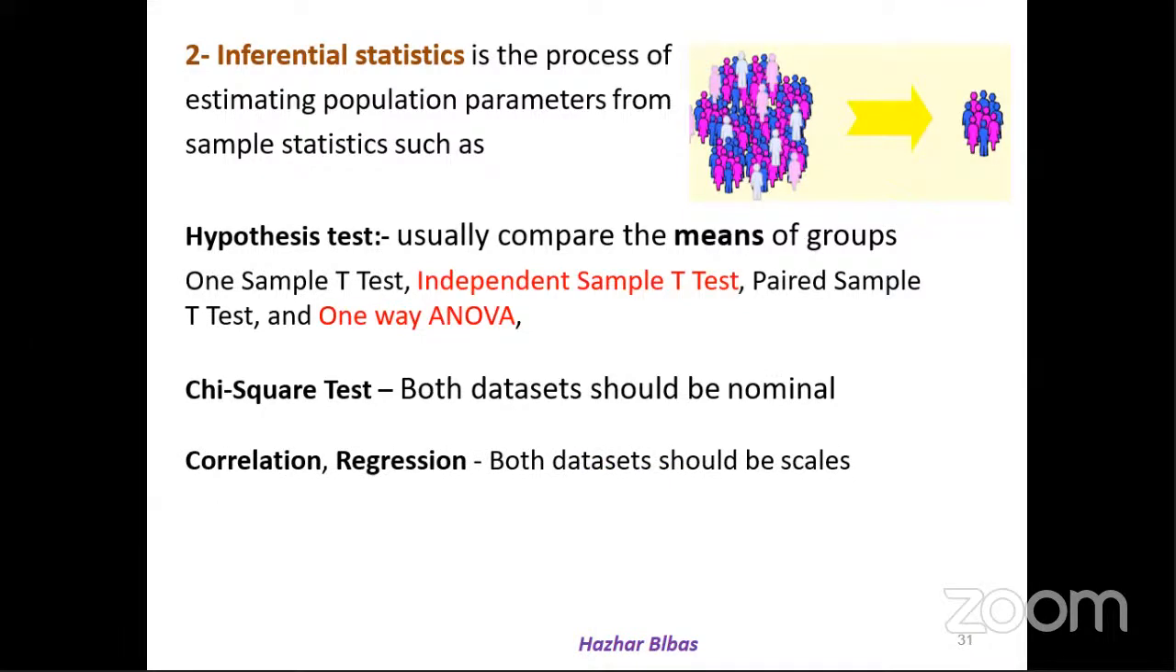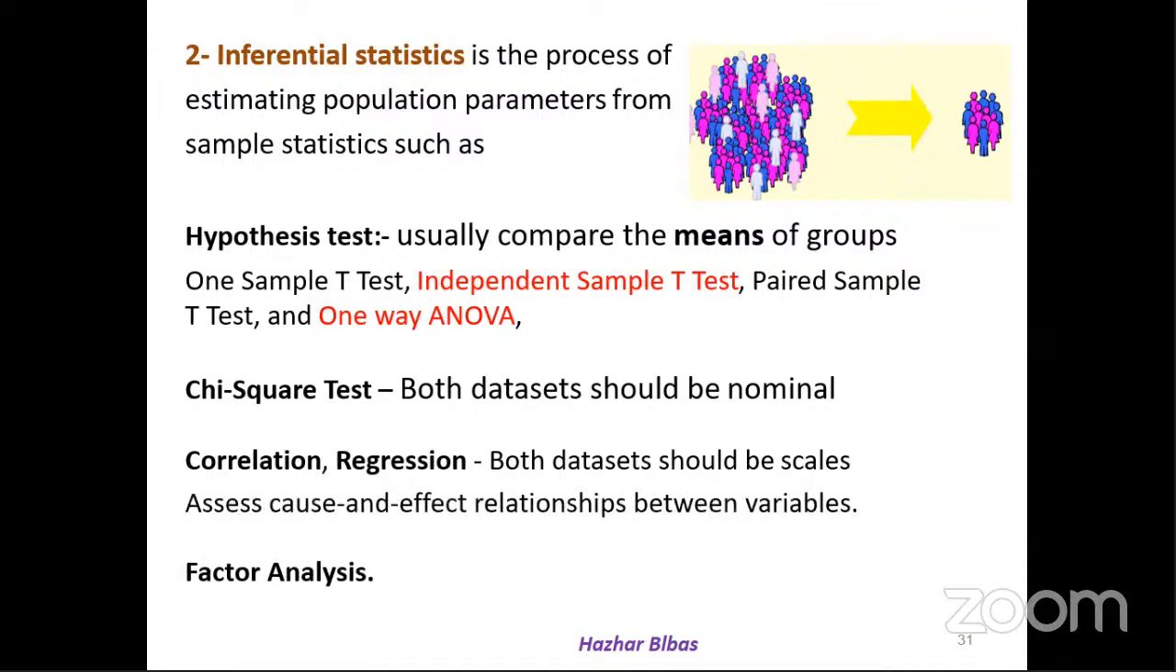Correlation and regression in here. Correlation means you're going to find the association between two variables. Regression, you're going to see how much the independent variable is going to affect the dependent variable. We're going to discuss these later.